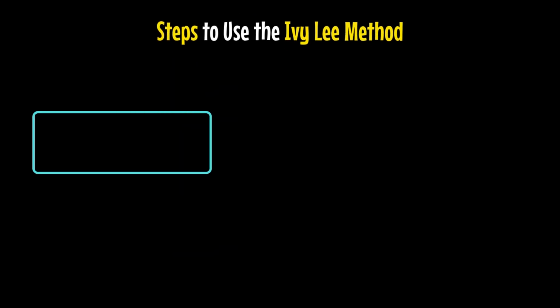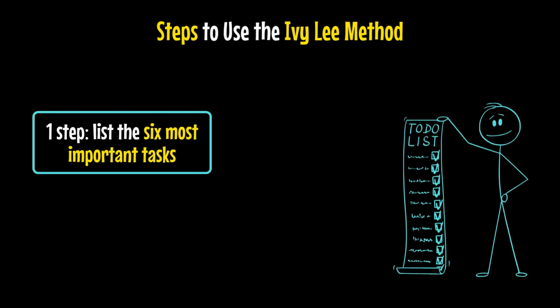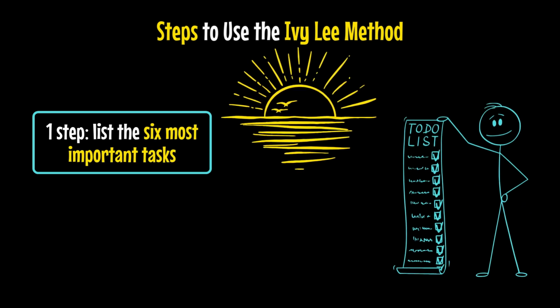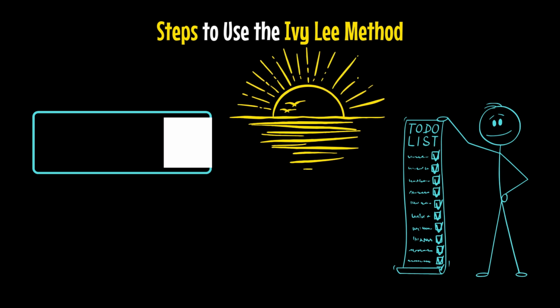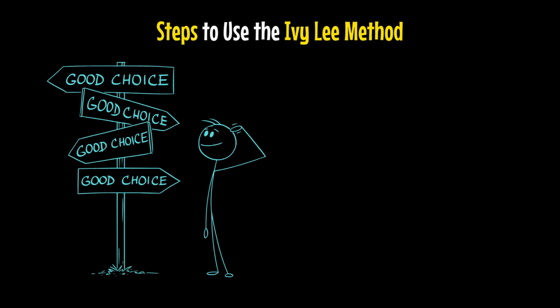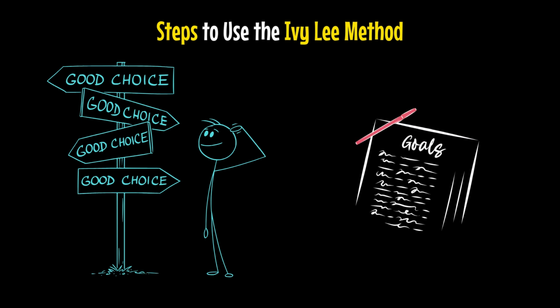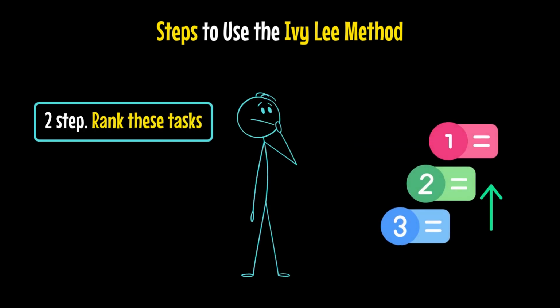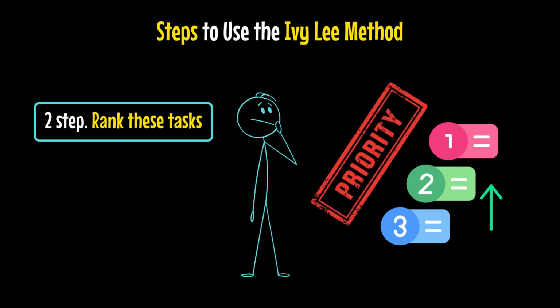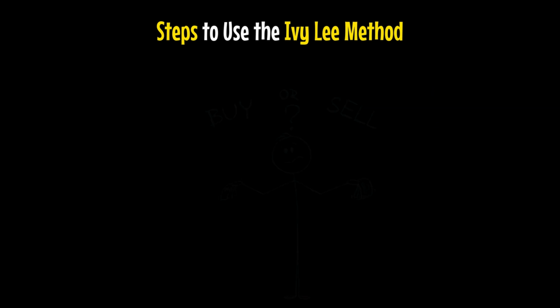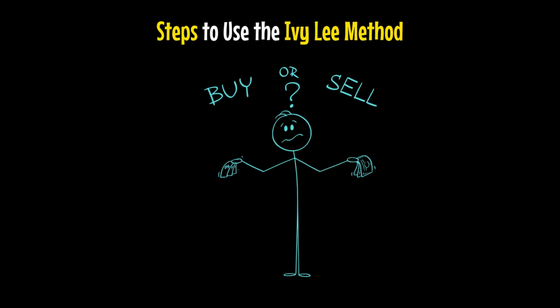Steps to use the Ivy Lee Method. First step, at the end of each day, list the 6 most important tasks you need to accomplish tomorrow. Be thoughtful in selecting these tasks to ensure they contribute to your key goals. Second step, rank these tasks in order of importance, focusing on those with the highest impact or urgency. This prioritization will guide your workflow the following day.